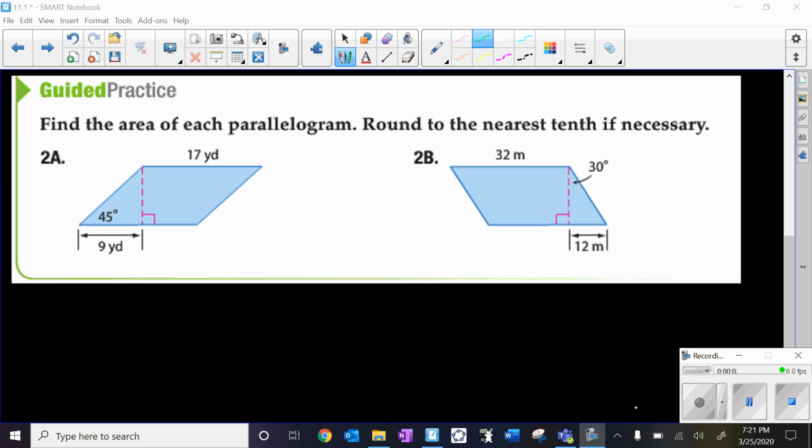Example 2 still has us focusing on parallelograms. It asks us to find the area of the parallelogram, but we're going to find both the perimeter and the area for both of these problems. We're going to do both because they're a little different. So looking at 2A, again, remember perimeter is just adding up all the sides, but in order for us to do that, you're going to have to recall your special triangles in order to make these work.